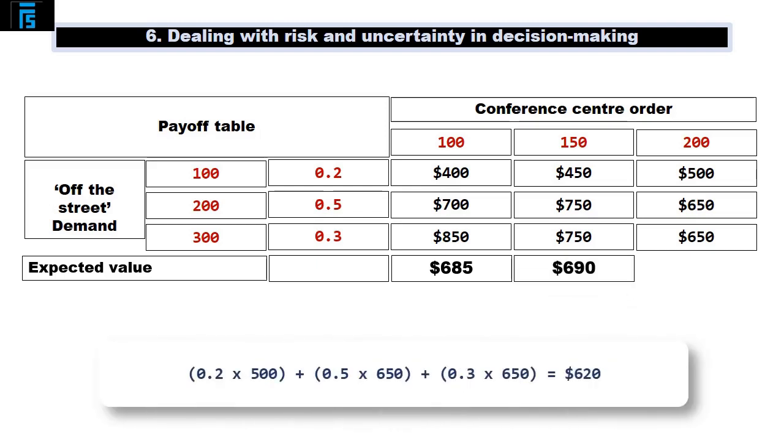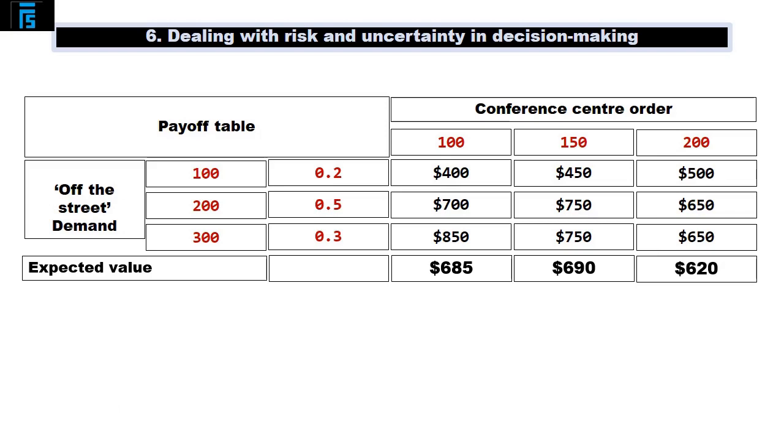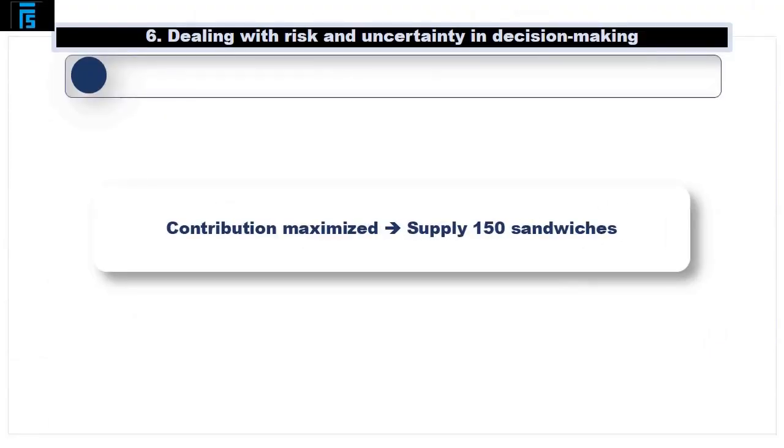If Jack signs up to supply 200 sandwiches to the conference centre, on average he can expect to earn 0.2 times 500 plus 0.5 times 650 plus 0.3 times 650, which is $620. So, on average, Jack's contribution will be maximised if he signs up to supply 150 sandwiches to the conference centre.